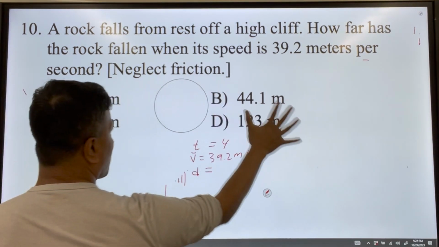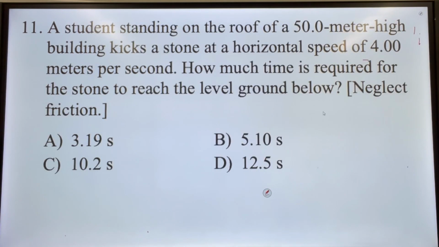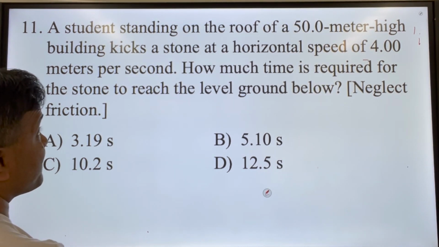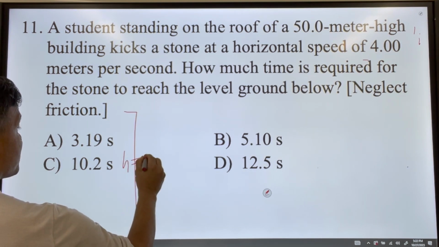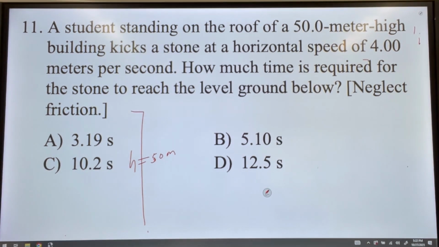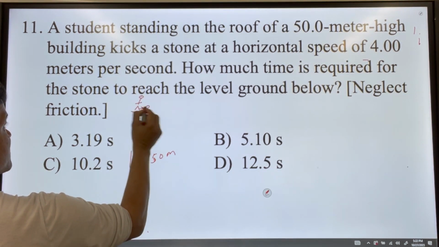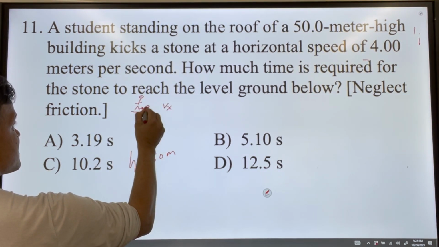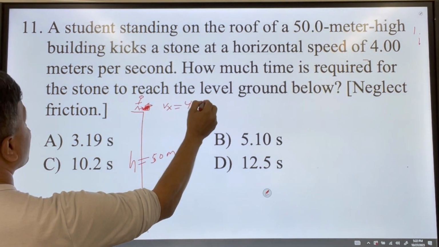Now we're going to go over problem number 11. In problem number 11, a student is standing on the roof of a 50-meter high building. So this building is 50 meters tall, and he kicks a stone at a horizontal speed. He kicks a stone like this with a horizontal velocity of 4 meters per second.